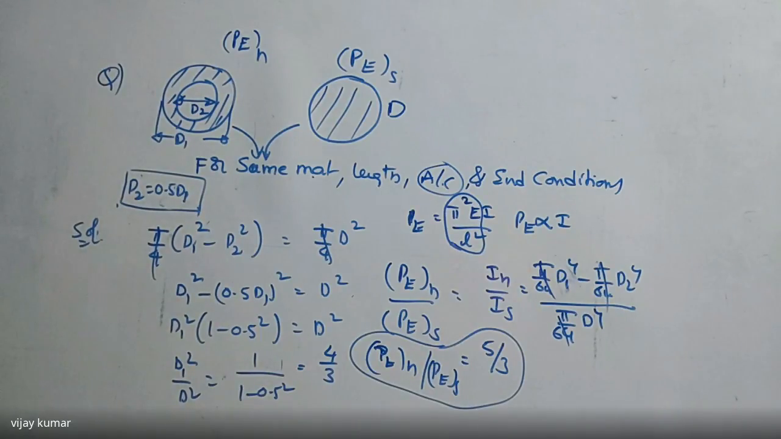Or you got it? Right. So this is the way of calculation of Euler's load and different types of problems which are based on Euler's load for different end conditions of the column. Okay, right. So now I'm going to give you the problems on Rankine's.